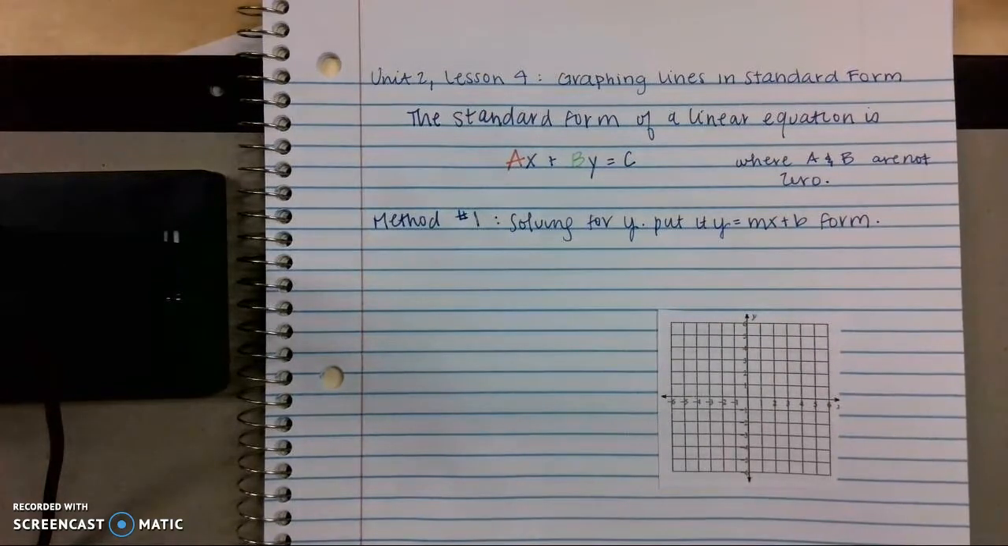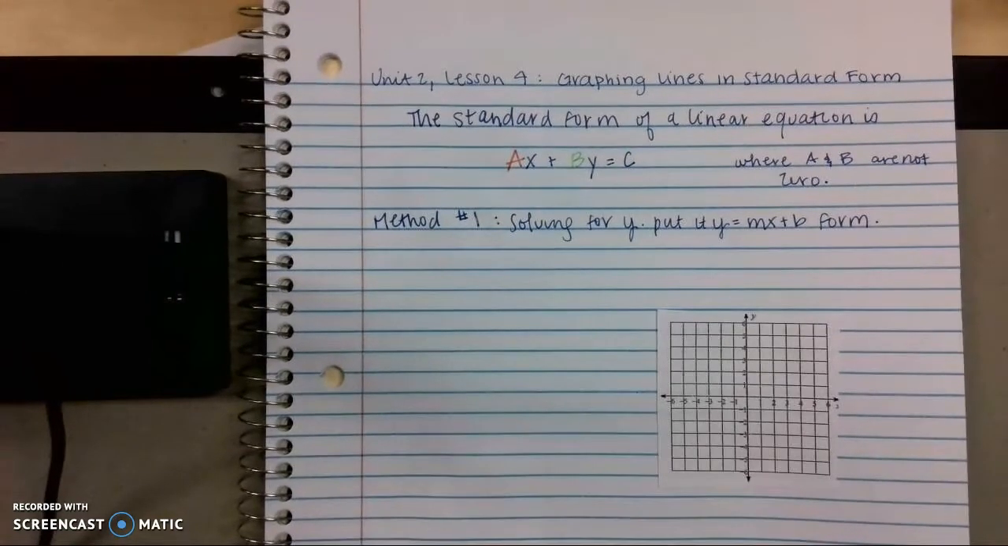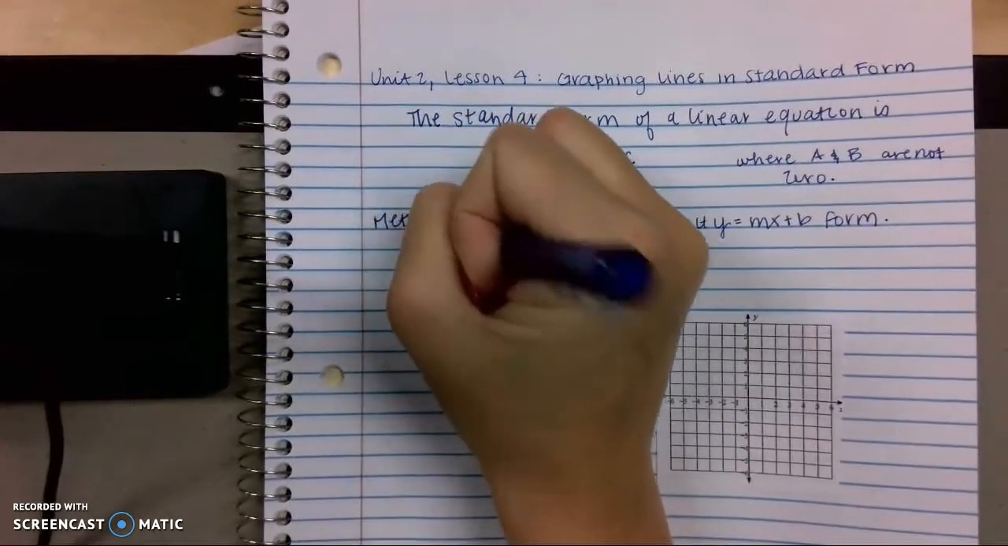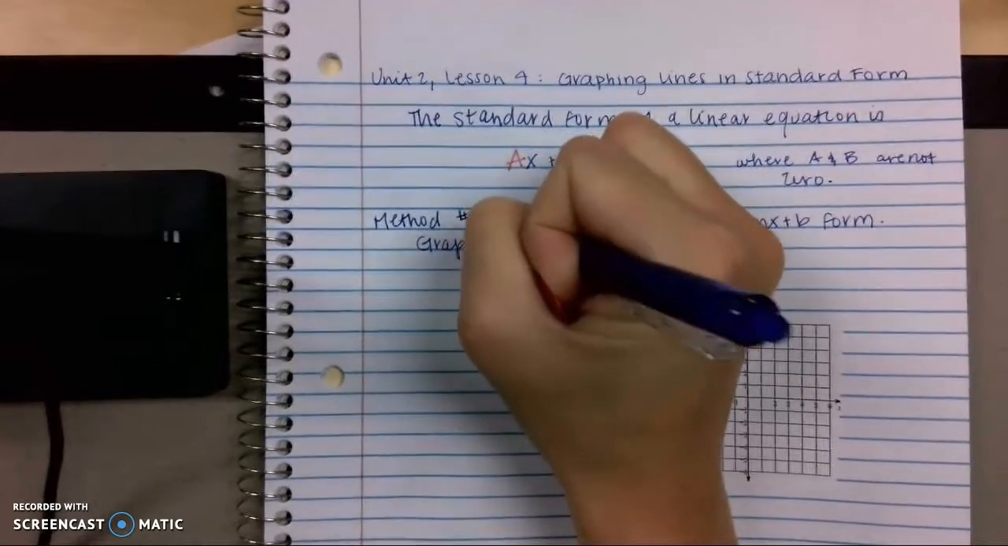Alrighty, so method number 1. It's going to be solving for y, and we put it in y equals mx plus b form. So we saw this at the end of our lesson last time, so this is something that we've already done before. If this is the method you want to choose, that is perfectly fine.